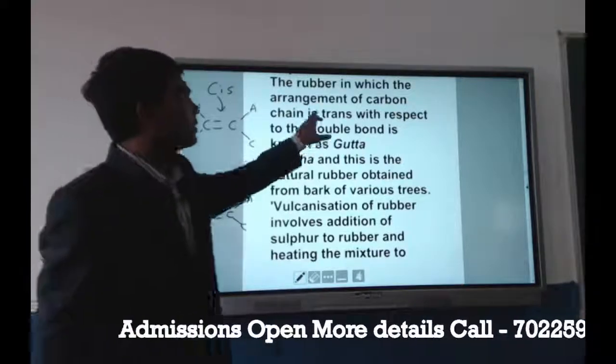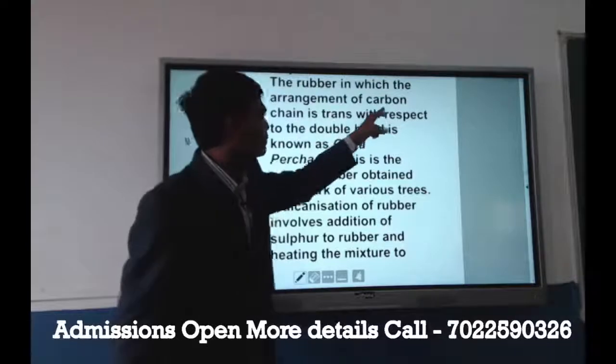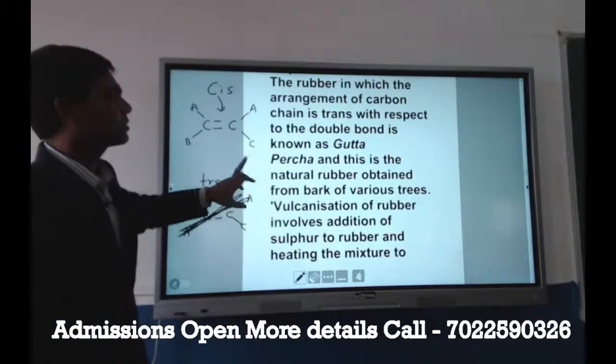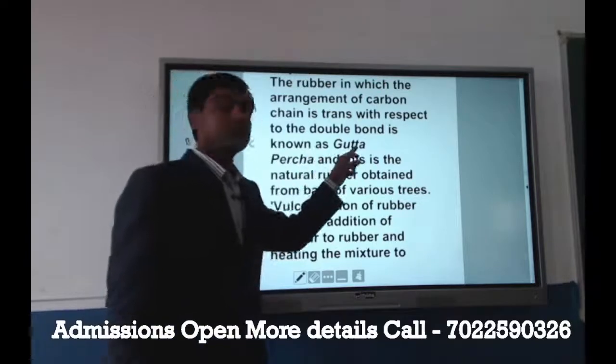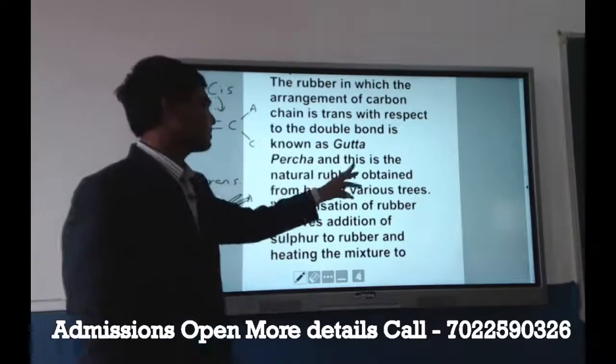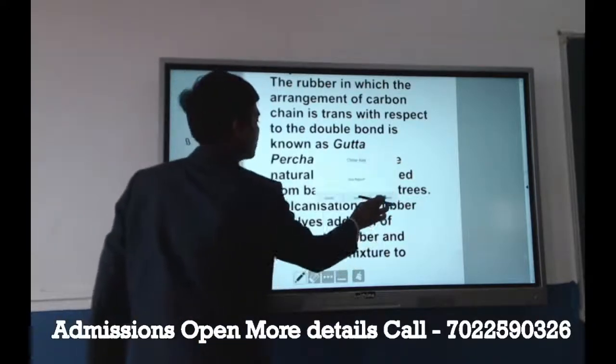So what is it saying now? The rubber in which the arrangement of carbon chain is trans with respect to the double bond, and this is a trans configuration, is called gutta-percha, that is the scientific name. And this is the natural rubber obtained from the bark of various trees.